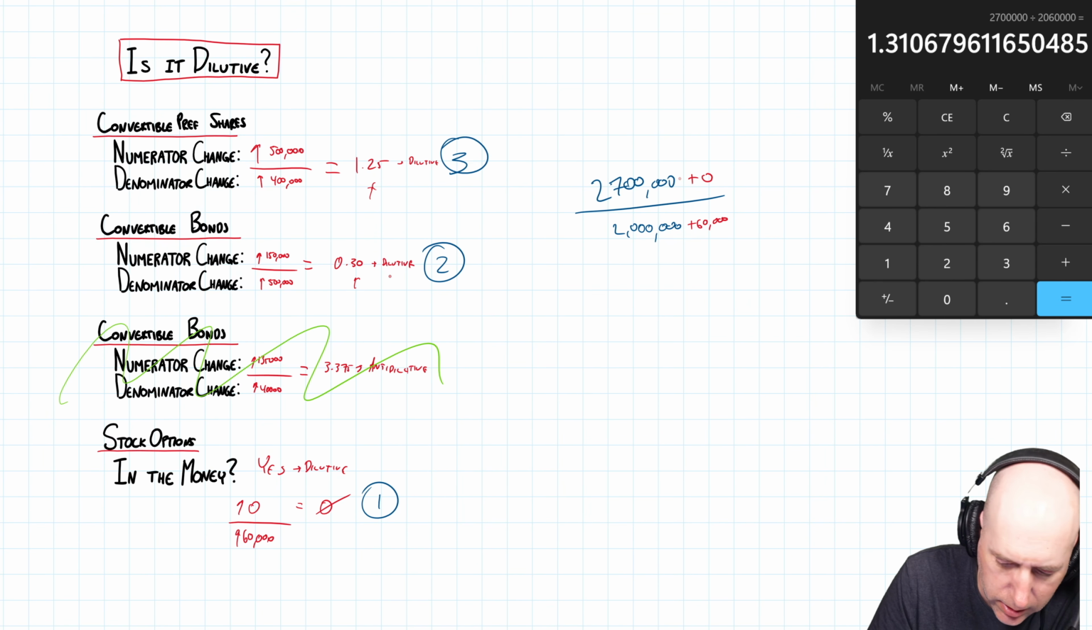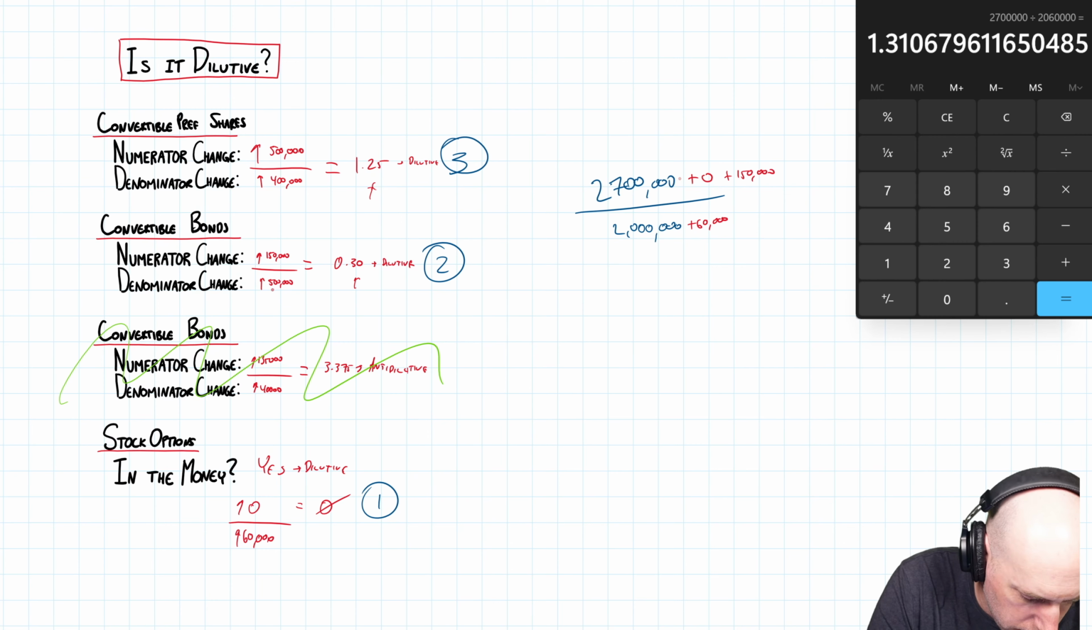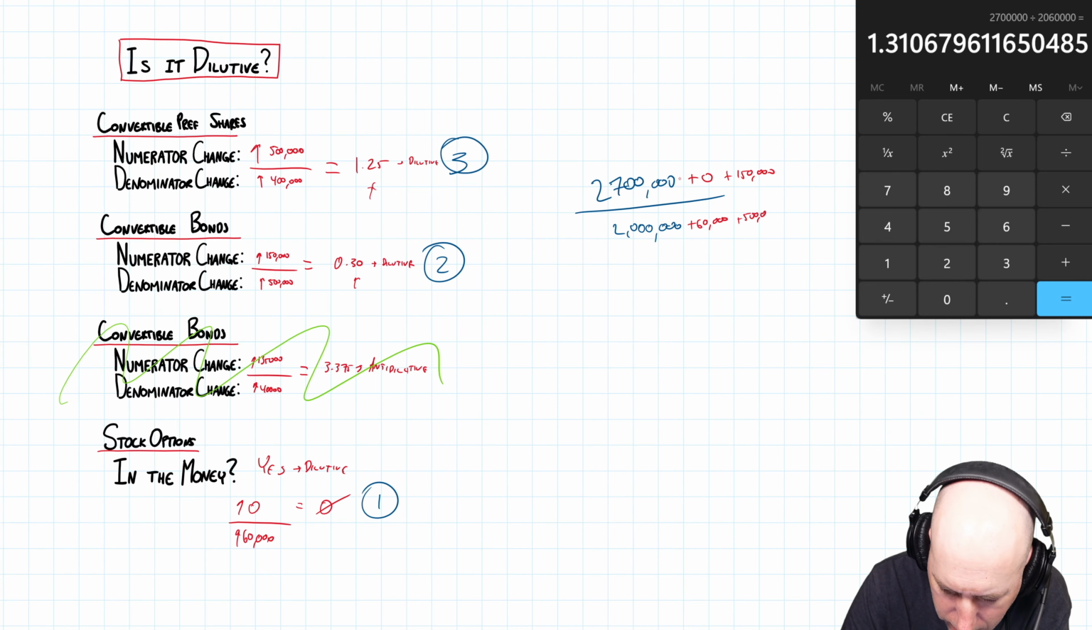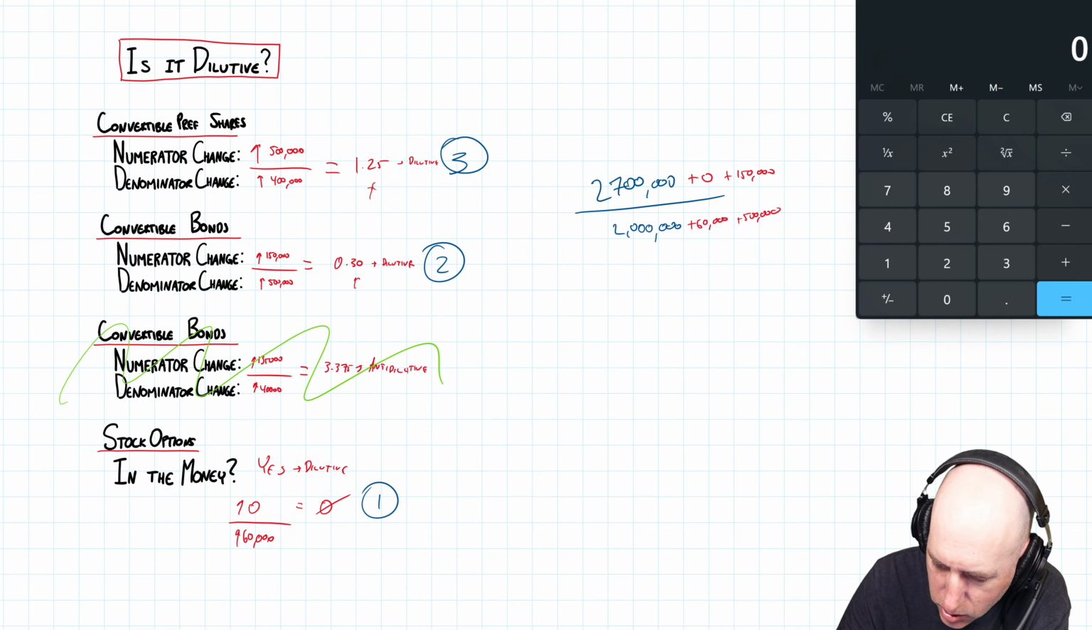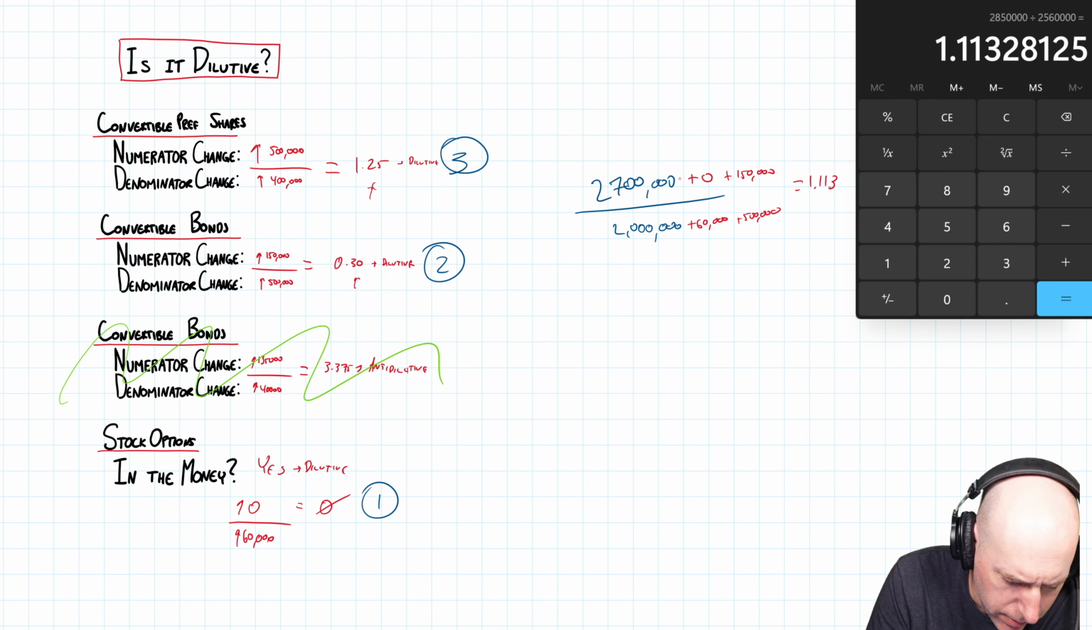So then we go on to number 2, and we go, okay, well, plus 150, and the denominator is plus 500. So let's crunch that number. The numerator is 2.85, and the denominator is 2,560,000. Do the math, and I get 1.113. And I say to myself, okay, so this one's done. I'm on to number 3.